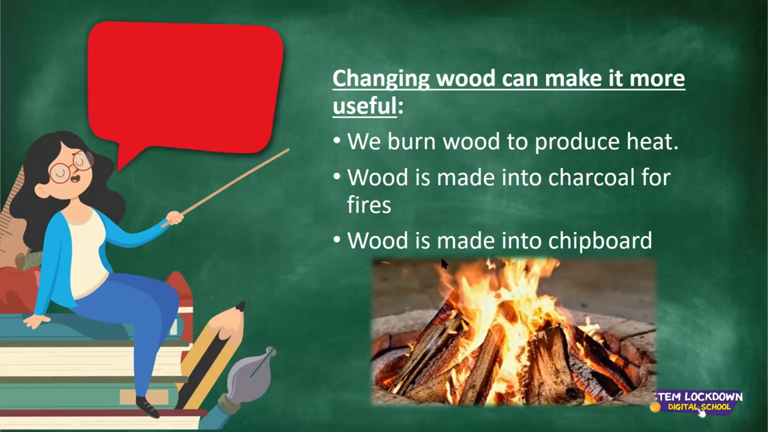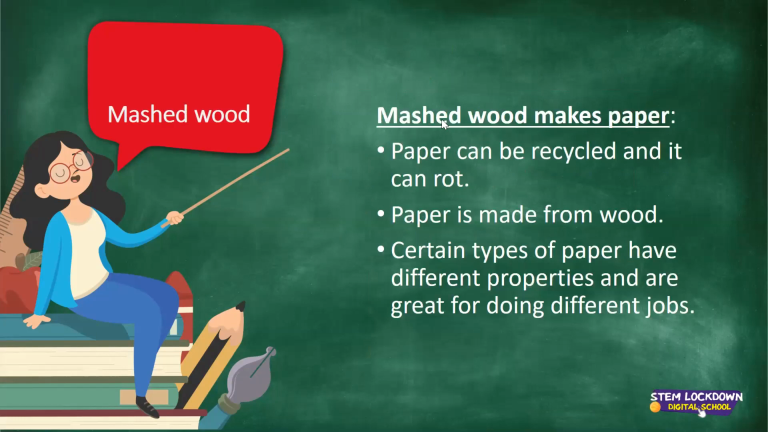Another most important function of wood is that wood makes paper. If you take wood and mash it up, you are able to get paper. This paper can be recycled. Paper can also rot, unlike the food in our fridges and ovens. Paper is made from wood, and certain types of paper have different properties and are great for doing different jobs. So we have different papers that are used for different purposes.